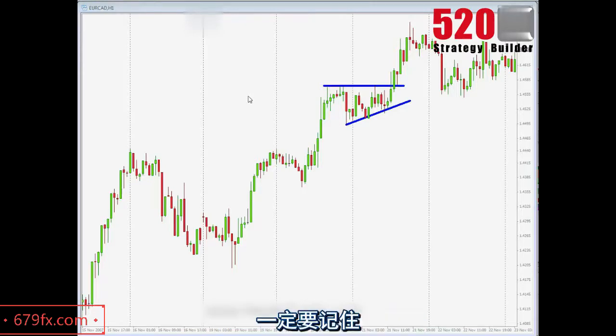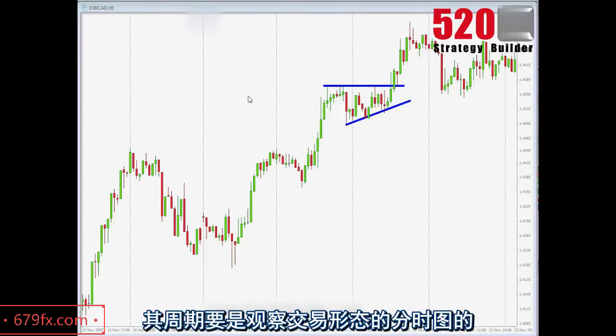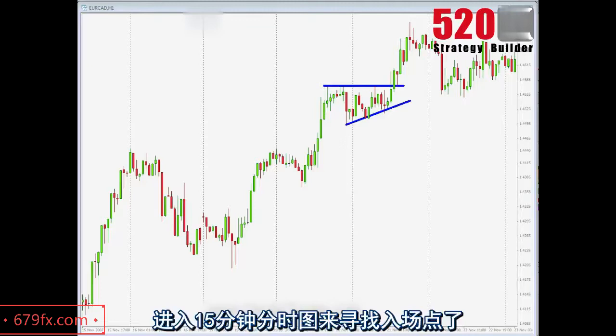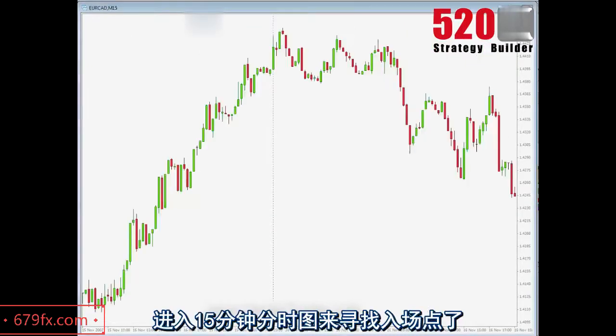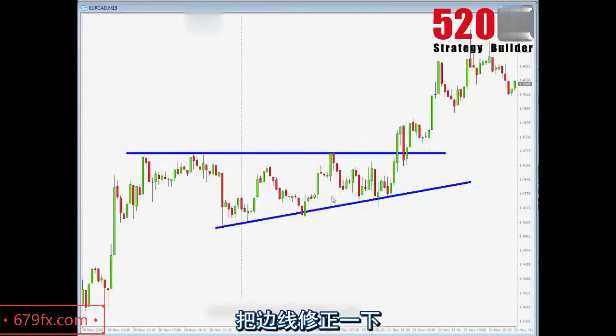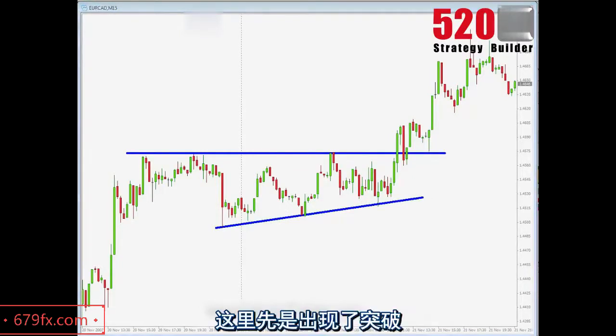Always remember that my trigger chart is 4 times shorter or smaller than my setup chart. So since this is the 1 hour time frame, I will zoom into the 15-minute chart in order to search for an entry. All right, let me try to find it, there it is, there's the triangle. Let me redefine the lines a little bit better. There we are. So as you can see, basically we have a breakout, then we have a pullback and a continuation. In fact, in this case, our trade was triggered right there.